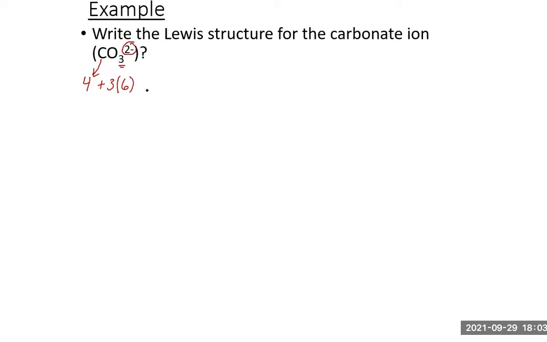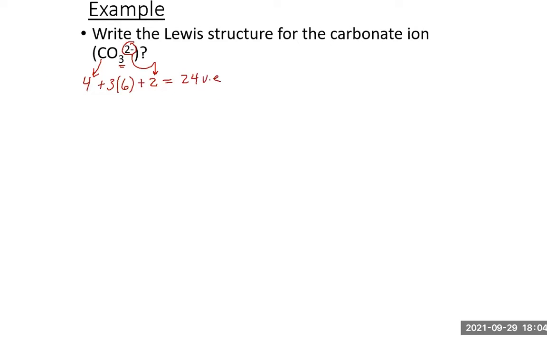So remember that the minus means that it gained electrons, and the 2 is how many electrons it gained. So in this case, we do need to add 2 to our total here, again, because of the -2 charge. Otherwise, you will be short some electrons. And if we do all that, that looks like 18, 20, 24 valence electrons.